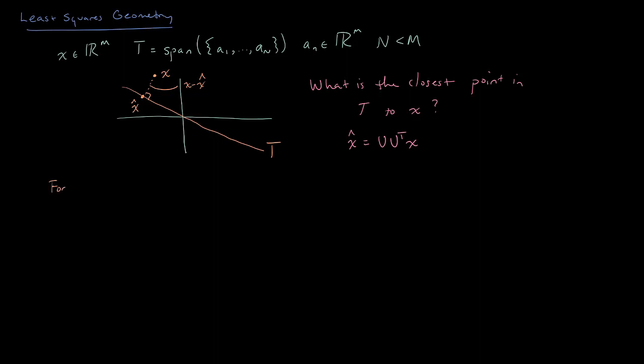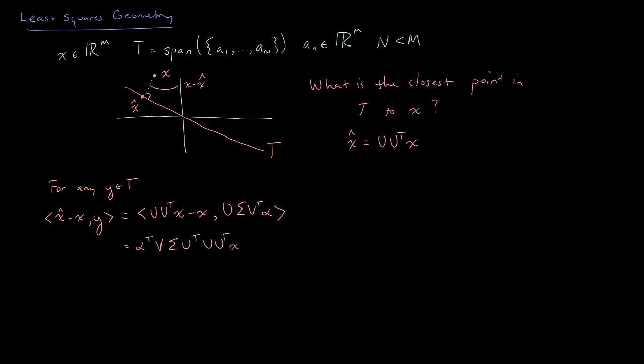So for any vector y in this subspace T, you can show that the inner product between this approximation error term, x hat minus x, and y will always be equal to 0 just by expanding this out. So we have x hat minus x is UU transpose x minus x, and since y is in T, we can write it as U sigma V transpose alpha for some set of coefficients alpha. Now if we just expand this out, the UU transpose x term gives us an inner product that looks like alpha transpose V sigma U transpose UU transpose x, and the minus x term gives us a minus alpha transpose V sigma U transpose x.